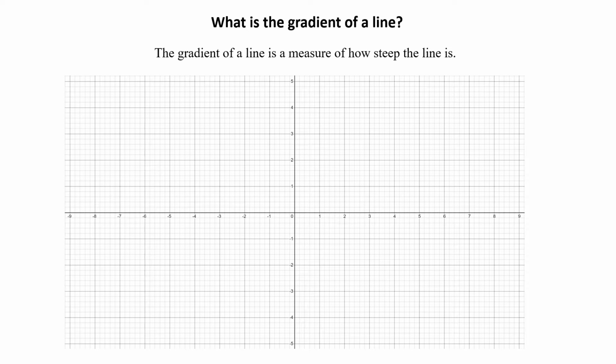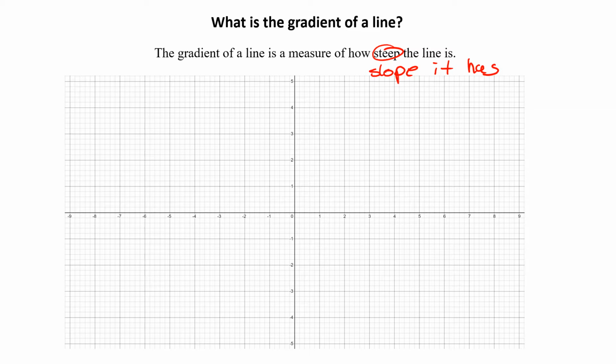Okay, so in this video, we're going to have a think about what the gradient of a line is, and get the idea of what you think the gradient is. One of the ways we can define it is that the gradient of a line is a measure of how steep the line is, or what sort of slope it has, okay?